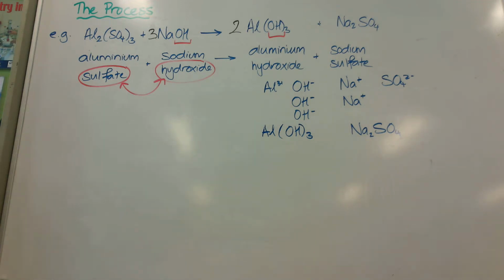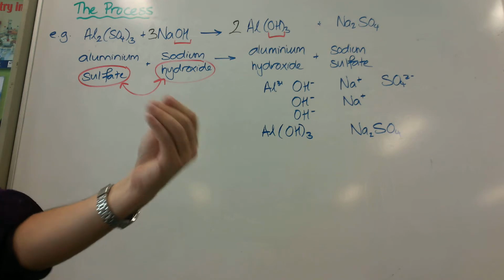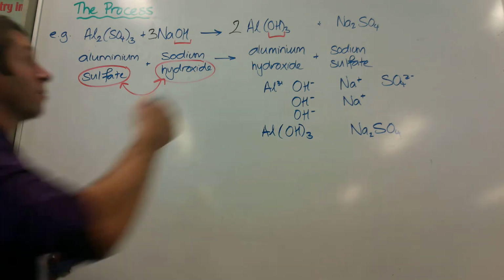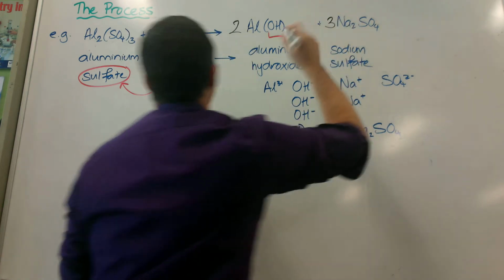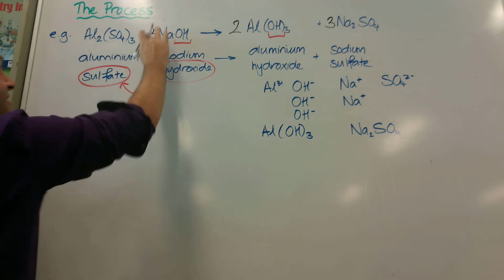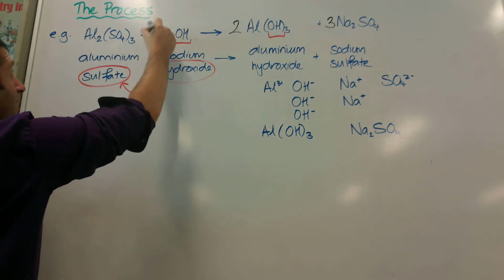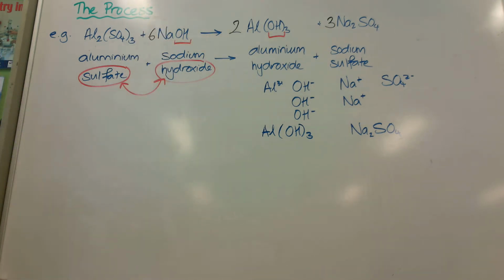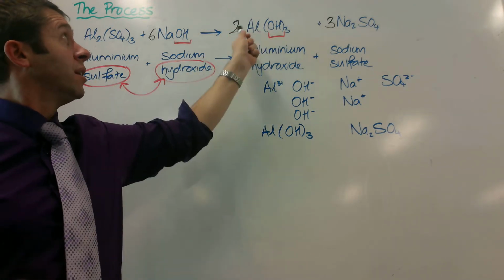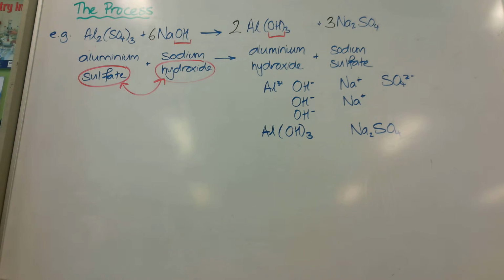How could you make something that's got 3 and something that's got 2 work out? You could put a 3 in front of the sodium sulfate and a 2. So that will give me how many sodiums on the right hand side? 6, great. So I'm going to need 6 here. That means I've got 6 hydroxides. So what is that what I've got here? 6 hydroxides? Yeah. So it's actually worked out really well.